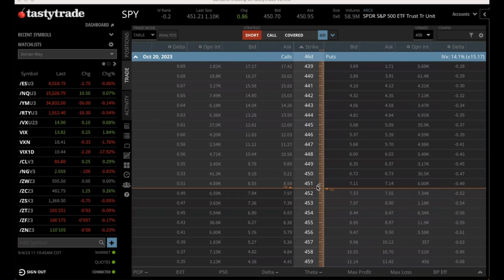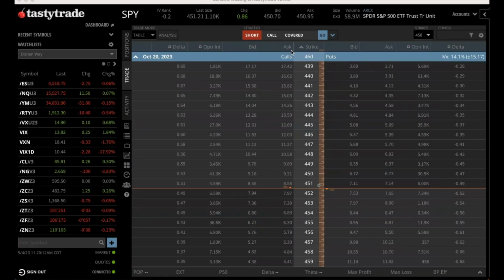Now, when you're looking at an option chain, going up on your screen is actually going down. So you got the 451, the 450, the 449, and so forth. This is actually going down on an option chain, and then going down on your screen is going up. So you got the 452, the 453, 454, and so forth. This is actually going up.